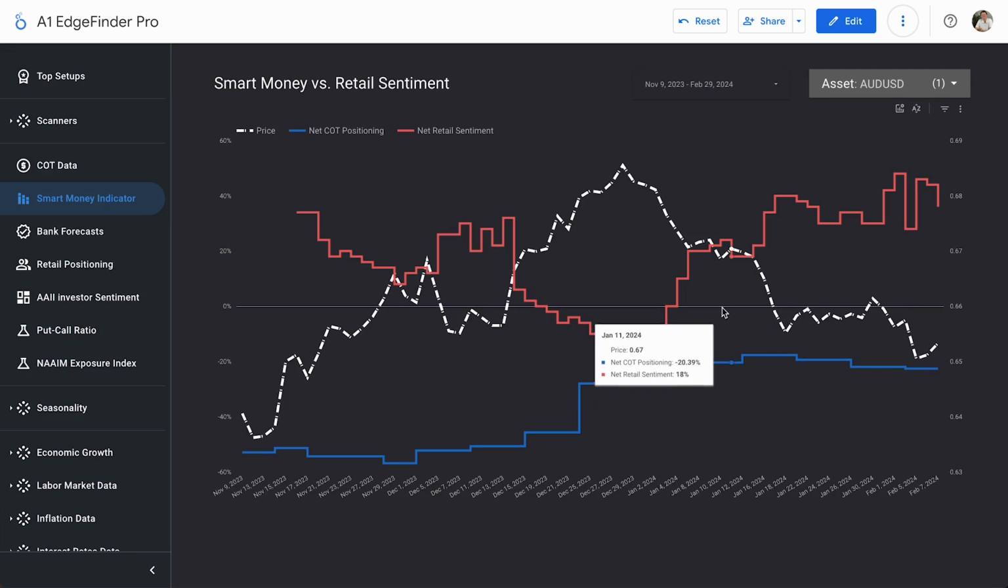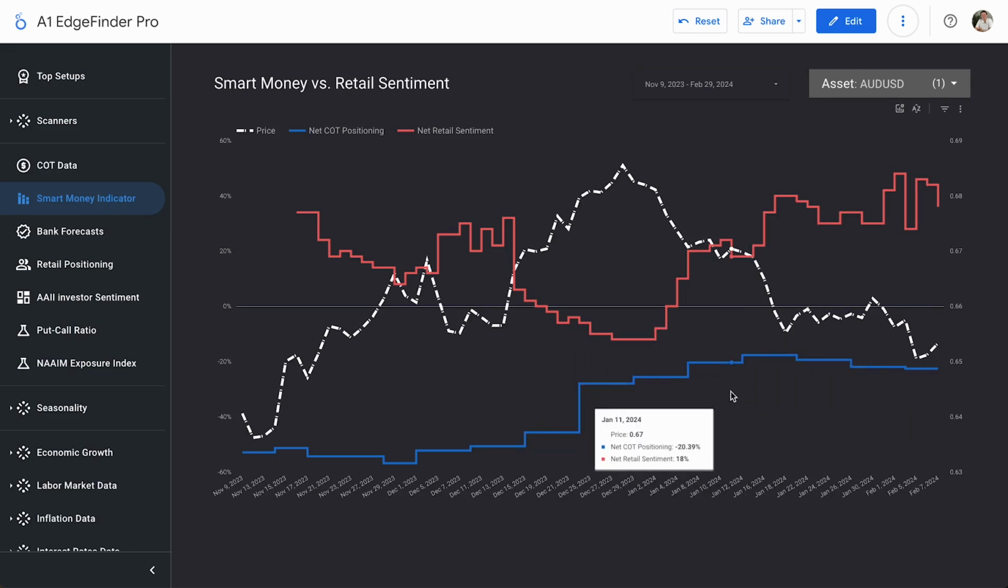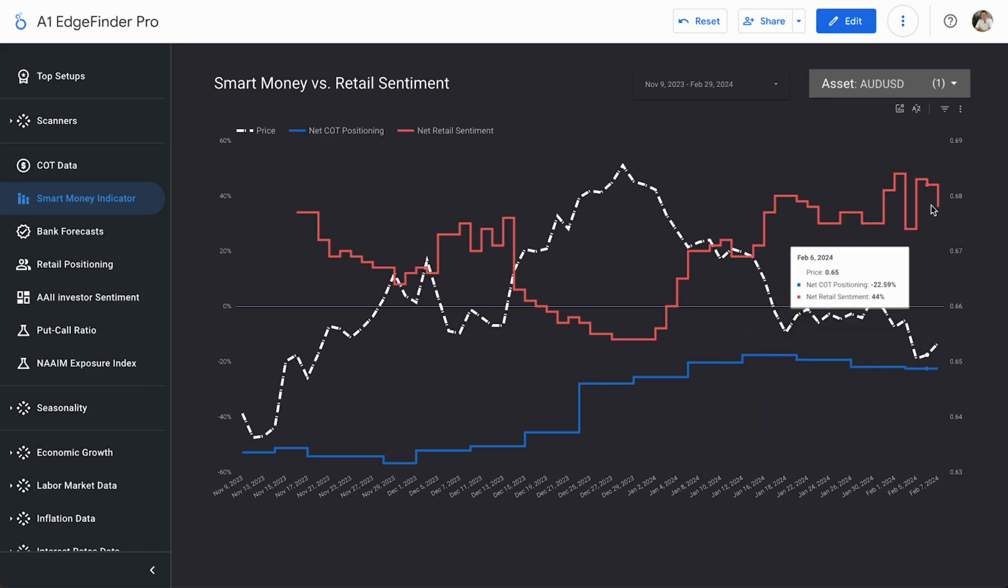And probably why we are below this zero line right here. Technically speaking, they are favored bearish on AUD USD, whereas retail traders are favored bullish by a somewhat significant margin.